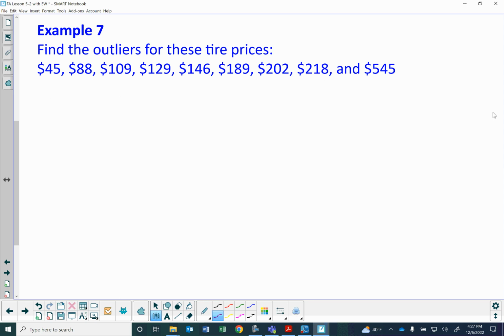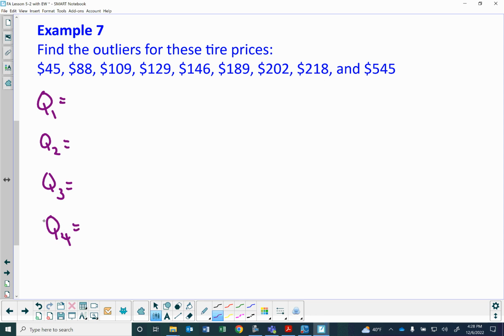So the first thing we have to do is find all of our quartiles. Luckily for us, the data is in order, because you can't immediately say, oh, 45 is an outlier and 545 is an outlier. They look like they might be outliers, but they may not be, believe it or not. So we need to figure out if there are outliers. First, we find all our quartiles: Q1, Q2, Q3, and Q4.